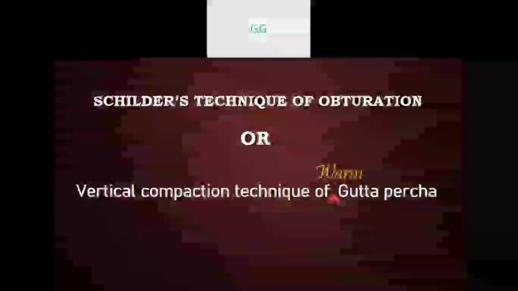So Schilder's technique of obturation, or the vertical compaction technique of warm gutta percha, is the thing that came up with sealer puffs as an adjuvant or an effect of the complete and entire obturation of the root canal system in its true sense. So first we'll be discussing what his technique was.